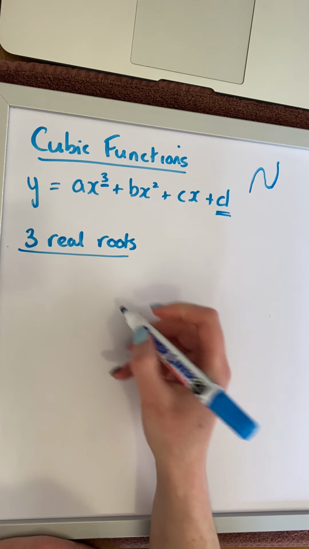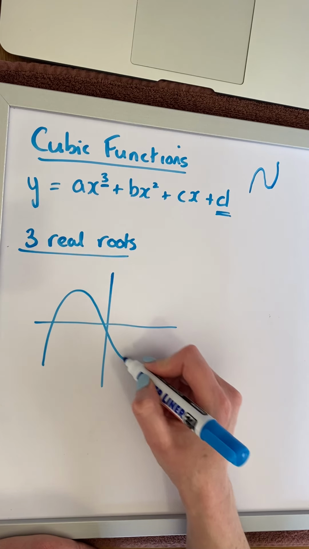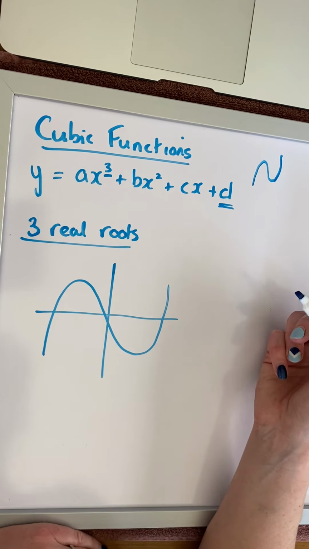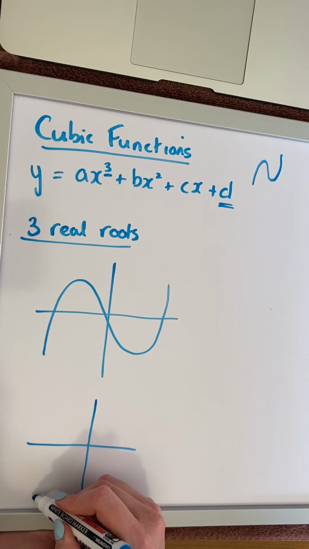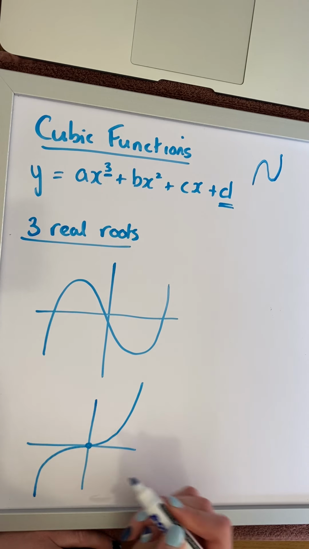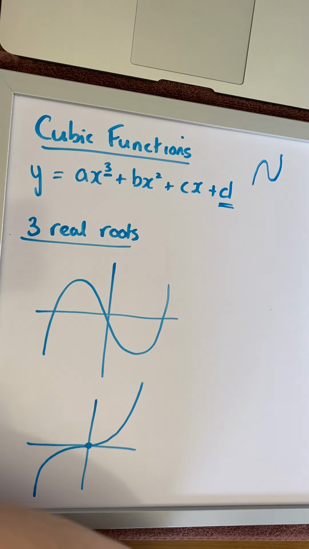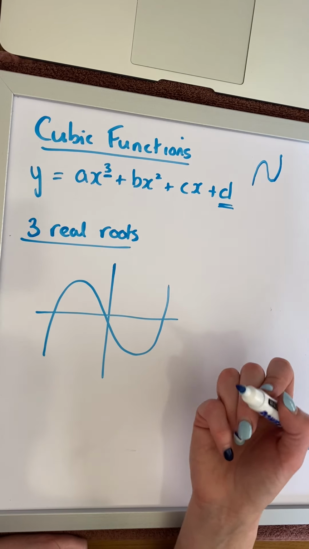Again, we have 2 possibilities for this. We can have our cubic function that crosses the x-axis 3 times, but we can also have a cubic function whose saddle point occurs on the x-axis. In this case, sorry, this would actually be one real root. I'll rub that out. This would be our only option for 3 real roots.